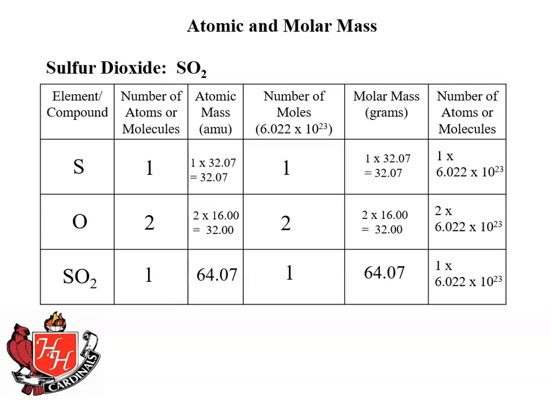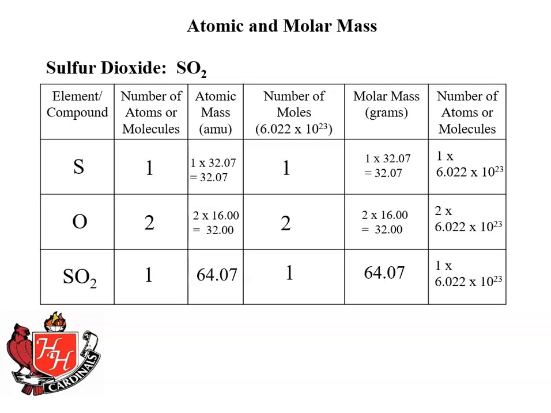So now that you know these relationships, you can figure out some things. It's almost like cooking. Sometimes you want to make more than one cake, so you need more ingredients. If we look right there in the center bottom, it says we have 1 mole of SO2. So to make 1 mole of SO2, we need 2 moles of oxygen, we need 1 mole of sulfur, we need 32.07 grams of sulfur, we need 32 grams of oxygen, and that 1 mole of sulfur dioxide will have a mass of 64.07 grams.